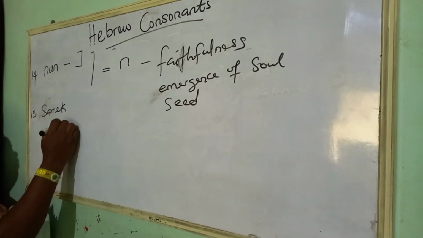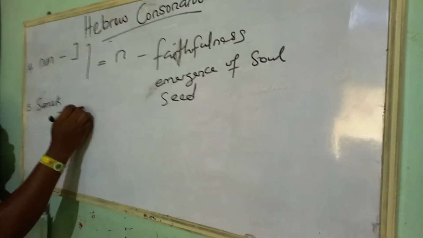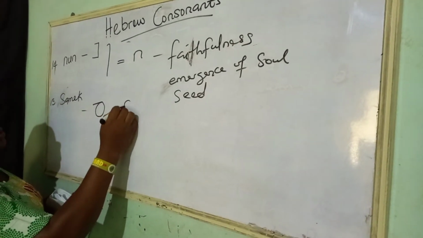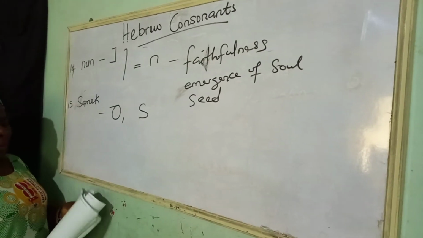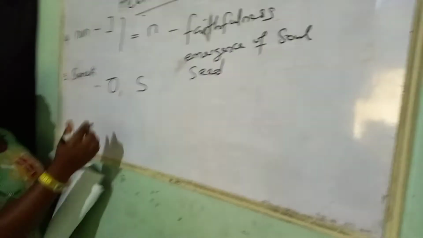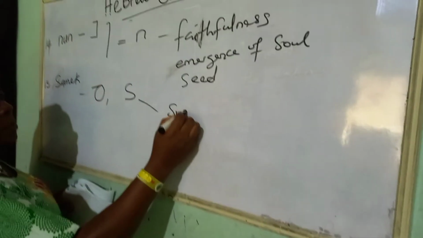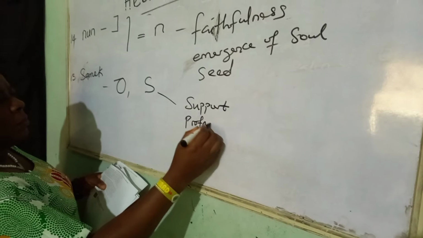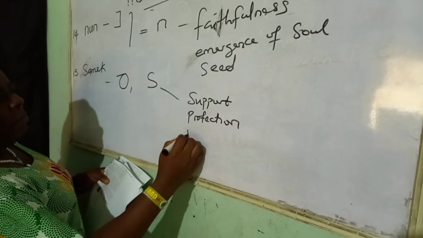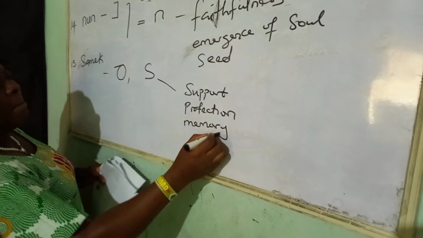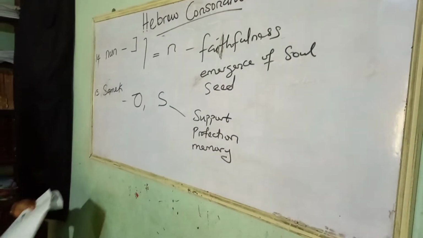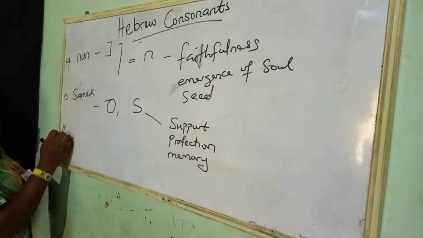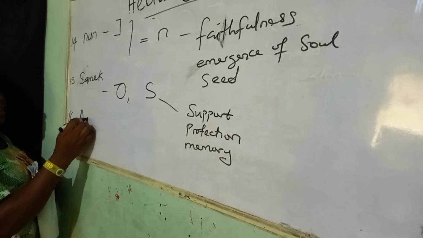The Hebrew form of Samek is written this way. And the English pronunciation is S. Samek is a symbol of support, protection, and memory. That is the 15th Hebrew consonant. The 16th is called Ayin.